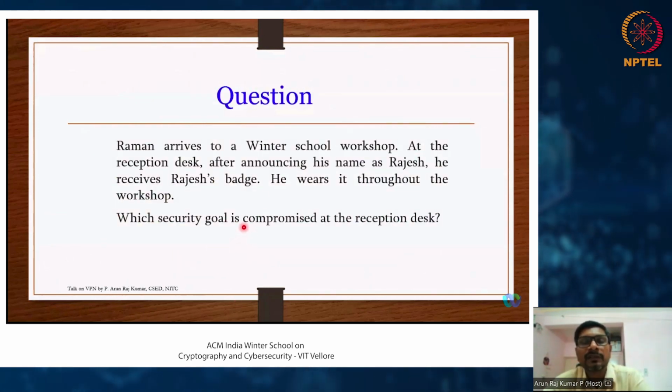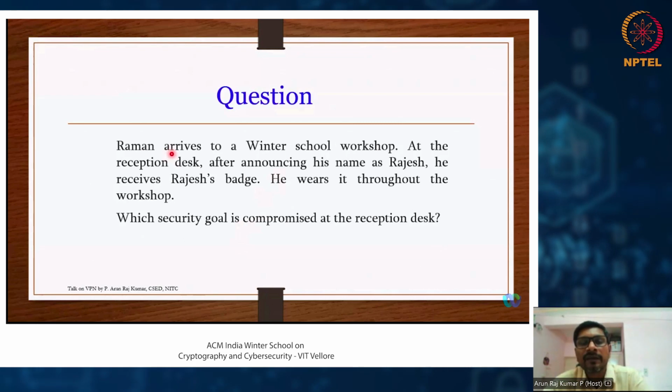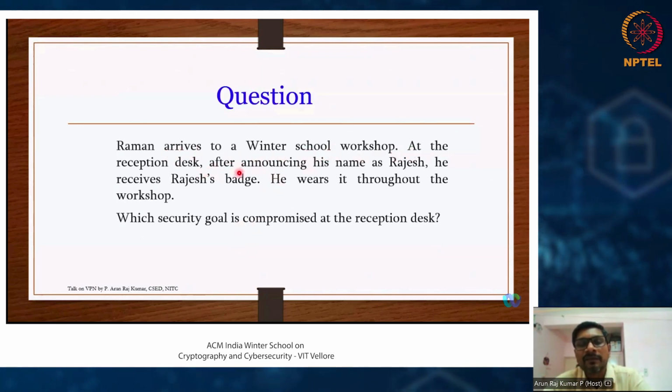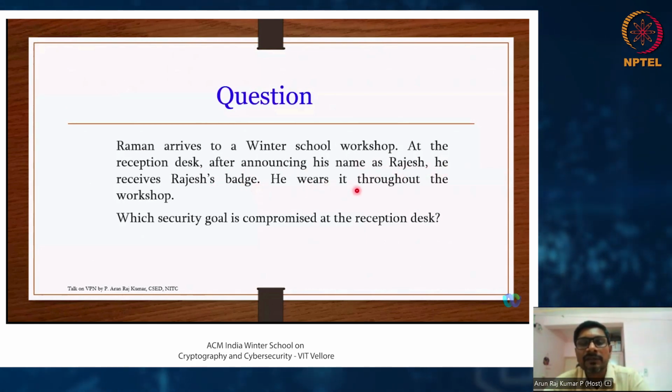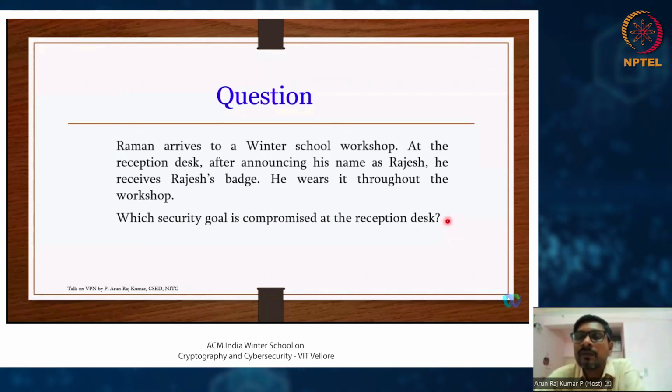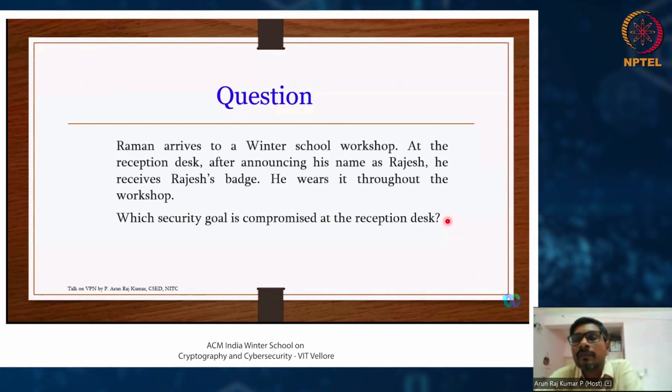All right, so one question. Raman arrives at a winter school workshop. At the reception desk, after announcing his name as Rajesh, he receives Rajesh's badge. So he wears it throughout the workshop. Can you answer the question? Which security goal is compromised at the reception desk? Can anyone answer the question here? Or does anyone have a question before answering this? Do you have any questions?